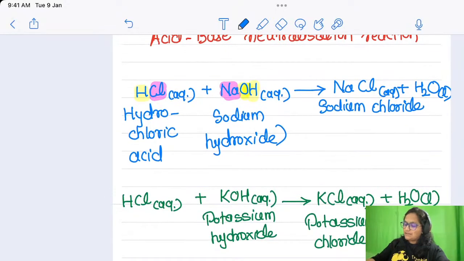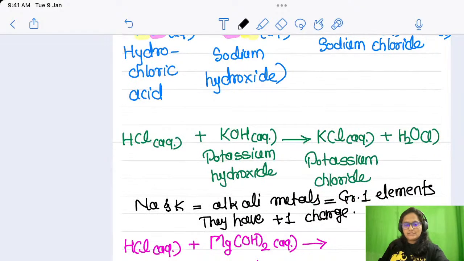I will write it down here. What we have seen in the examples of Na and K: Na and K are alkali metals. They belong to group number 1 elements, and all the alkali metals have plus 1 charge. Yes, all the alkali metals have plus 1 charge.